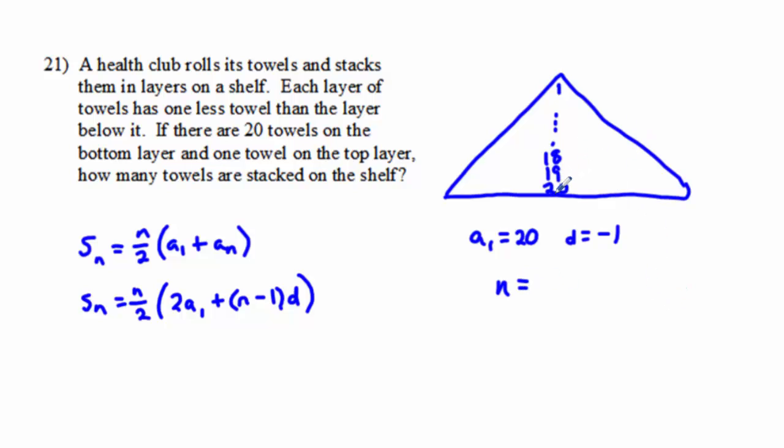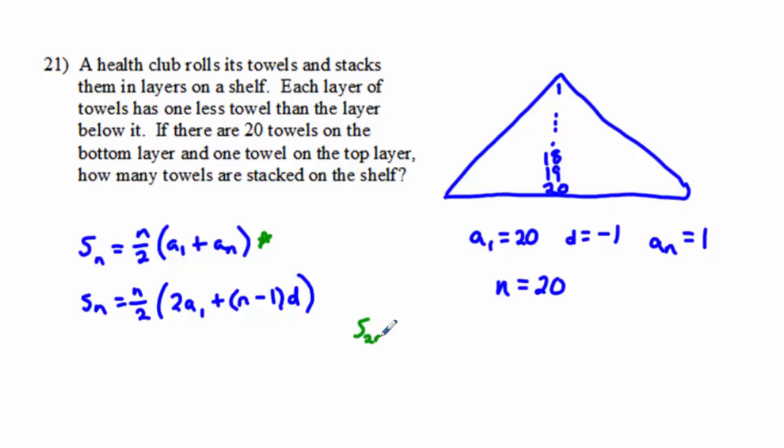And that means how many layers are there. If the bottom layer has 20, they go down by 1 each time, and the top one is 1, that means there are 20 layers, because I have a layer with 1, with 2, with 3, with 4, all the way to 20. So there are 20 numbers from 1 to 20. Either one of these works fine, because I know all the information for both: I know what my first term is, I know what my last term is, and I also know the difference between them. So it really doesn't matter which one you use, but this one is a little nicer, I think.